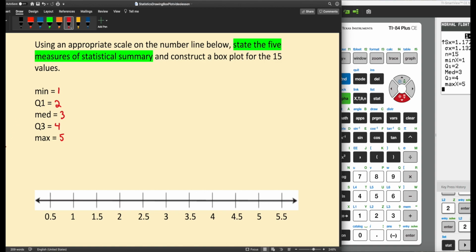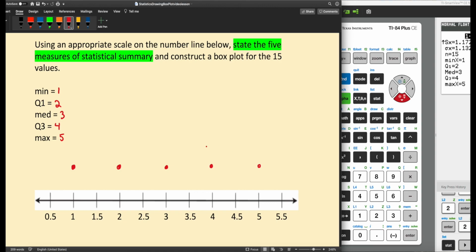So our min value is 1. So I go to 1. Remember, we do not put it on the line. It's always above. And you just put a dot at 1. Simple. Next, we're going to put a dot at 2. This was an easy one. Put a dot at 3. Put a dot at 4. And you put a dot at 5.